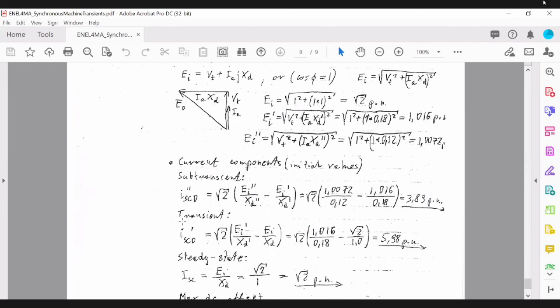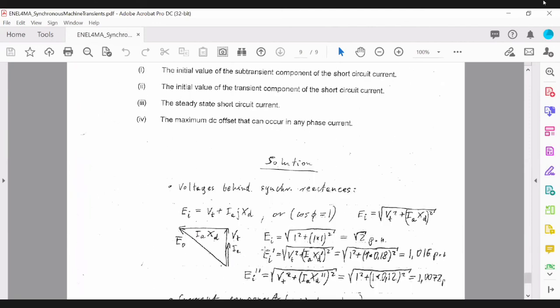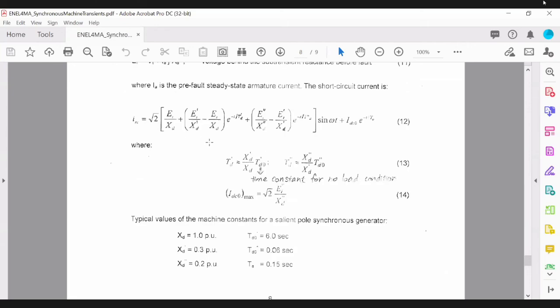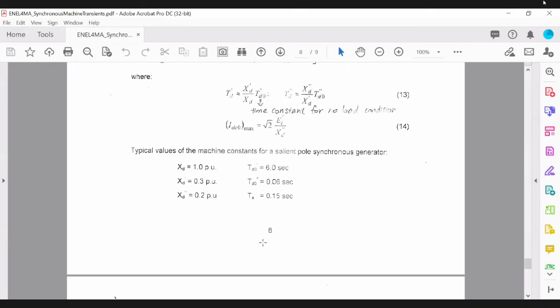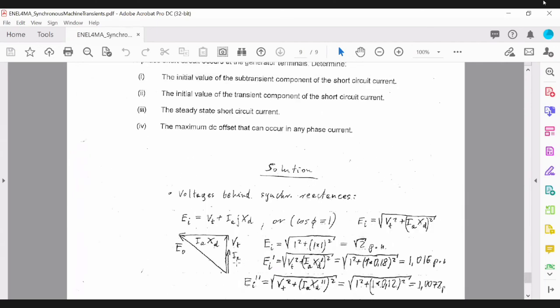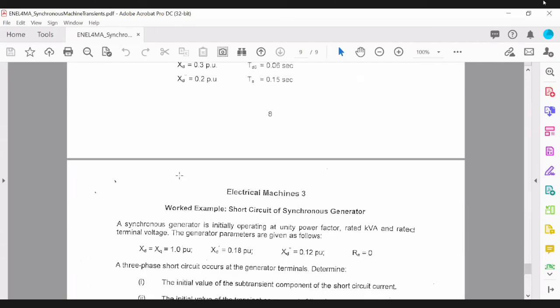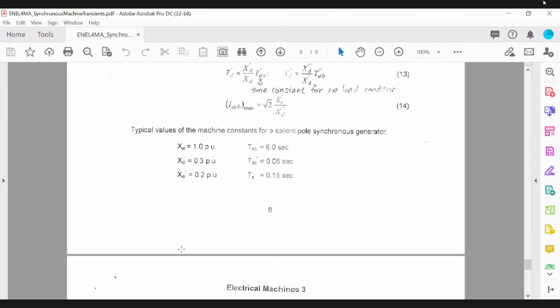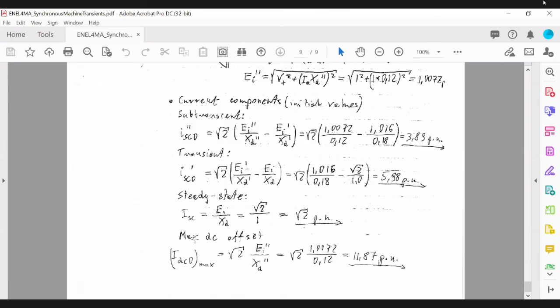Then for the transient period, you work out I short circuit naught dash. So basically you're going to use this term here. This is how you work it out, and you substitute the values. You can see that's 5.98 per unit. And then for steady state, you end up with only the first term, which is EI over XT.